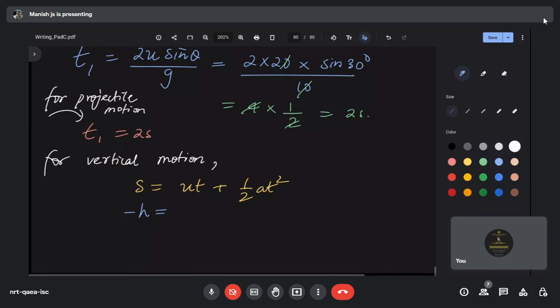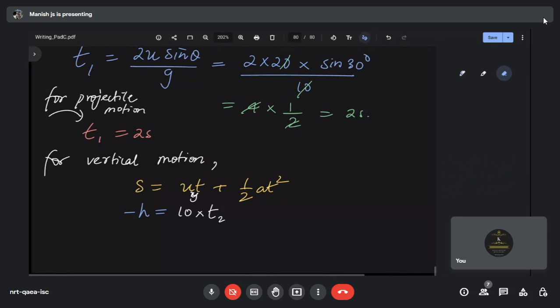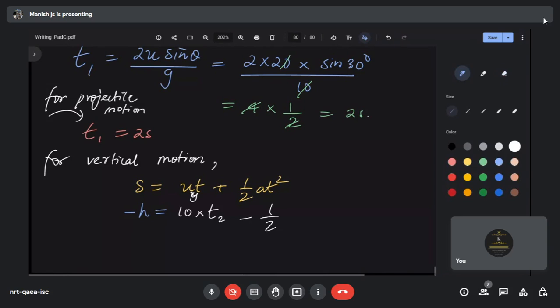Okay, I'm substituting the values. So u is nothing but the vertical component, uy component. So it is 10 into time, which we don't know, so that is t2, plus. Here, whether to put plus or minus you should be careful because it is acceleration due to gravity. And it is coming back to the same position, so you take the minus sign convention. So here you don't put plus, you put minus. So it is minus half g into t square.